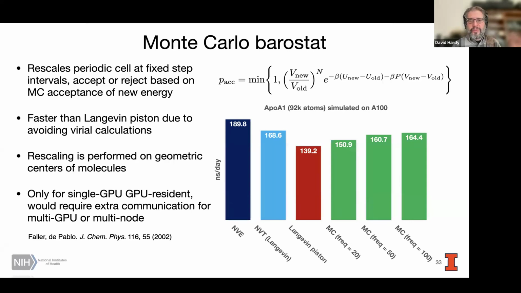So this is a really nice approach for doing NPT, constant pressure, constant temperature simulations if you're running on a single GPU. And so here I'm just showing you this applied to our APOE1 benchmark, where you see that if we have a Monte Carlo frequency update of 100, that is getting almost the same level of performance as just running with Langevin alone.